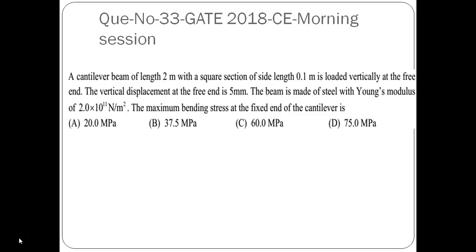The beam is made of steel with Young's modulus of 2 into 10 raised to the power 11 Newton per meter square. The maximum bending stress at the fixed end of the cantilever is. So options are given, and accordingly the student has to select the particular option by calculating the maximum bending stress.